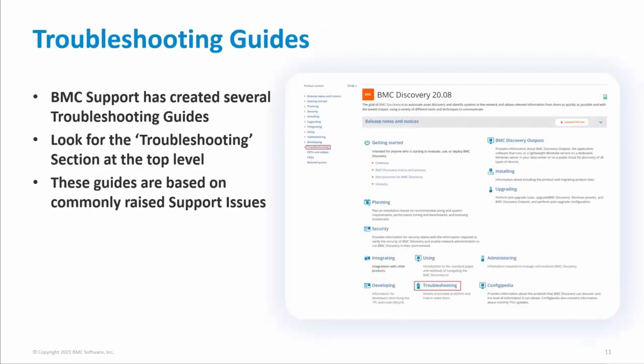We remind you that we have a list of troubleshooting guides. You can find them in docs.bmc.com. This slide shows the first page of the discovery documentation, and the troubleshooting section is at the bottom. It currently contains troubleshooting guides about common issues like cluster issues, disk space issues, or scan issues. We often update them, and we encourage you to read them.